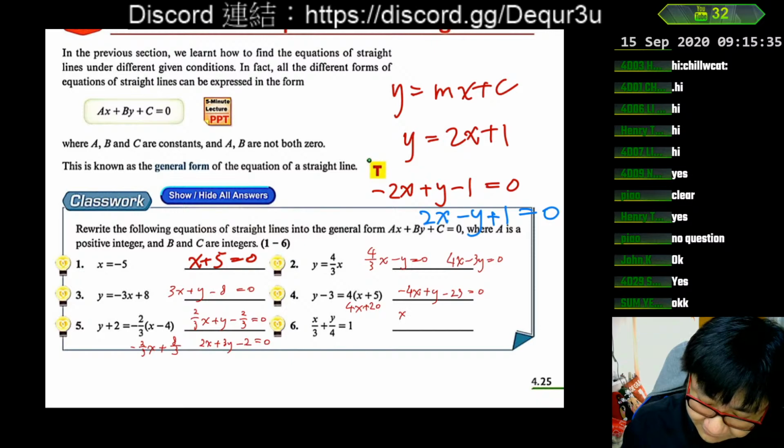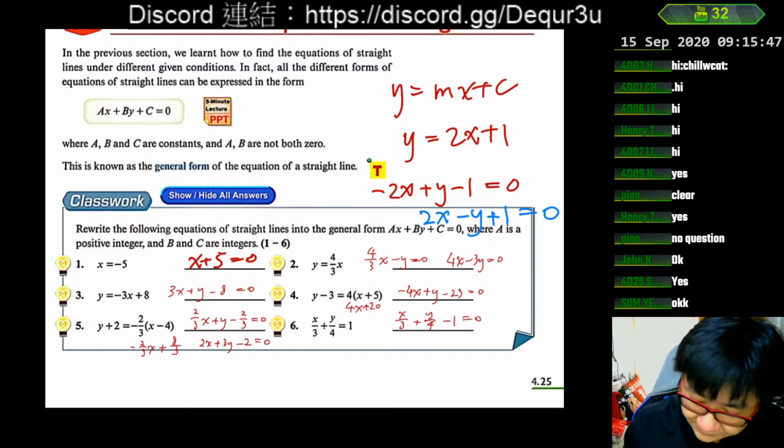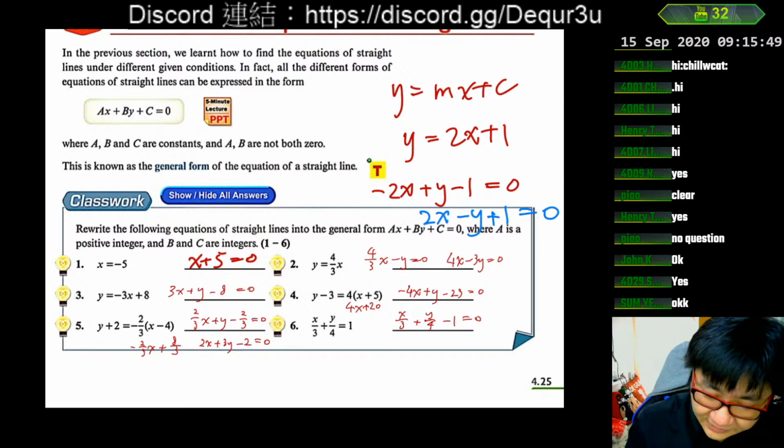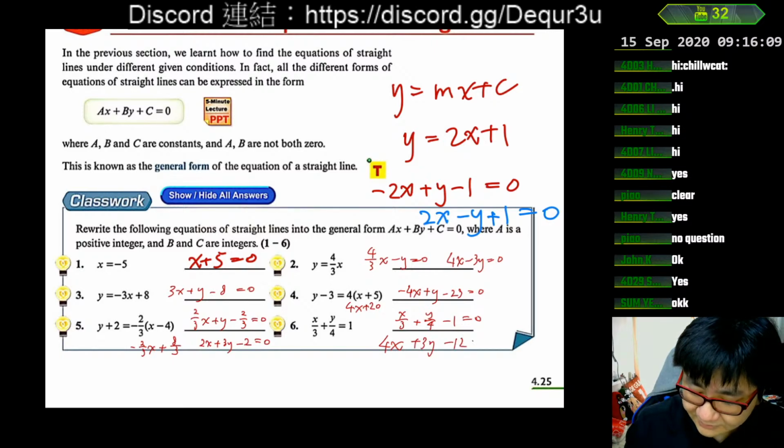And while the last one, if in fact we just move the one to the left hand side, then it is already done. But of course, the question actually specifies integer. So if we want to make it into integer, then we can multiply the LCM of 3 and 4. That means multiply 12 on both sides. If we multiply 12 for the first one, then it cancels away, and therefore it will be 4x. And then multiply 12 for the second one, then also cancel away, then it will be 3y. And also don't forget to multiply 12 for the 1, therefore minus 12 equal to 0.